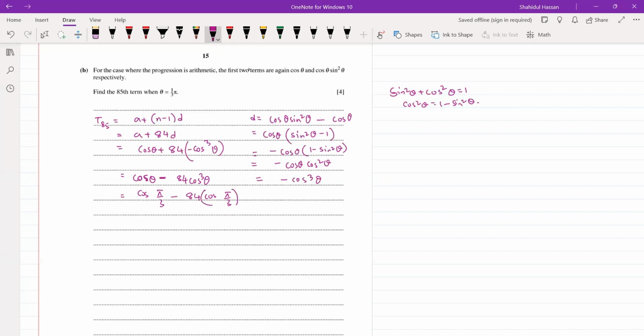Whatever you have here, this will be to the power 24. So pi over 3, cosine of this is half, to the power 24, multiplied by 84, and we have here 0.5 minus answer. So I'm going to have 0.499999.